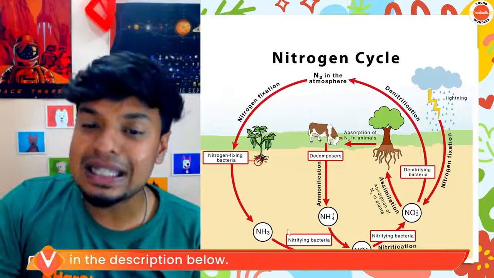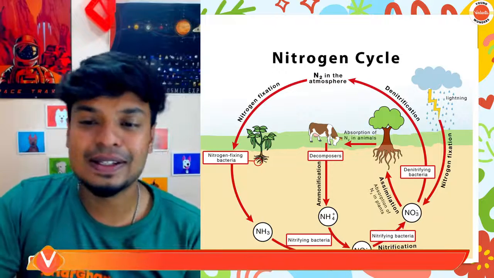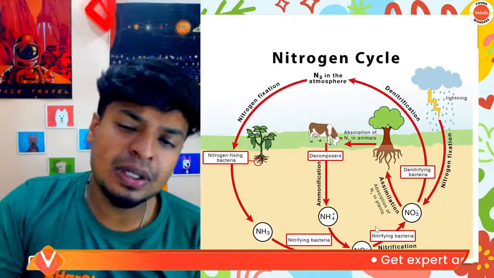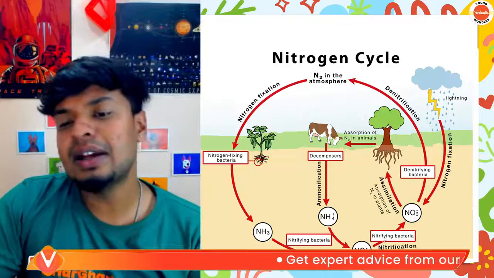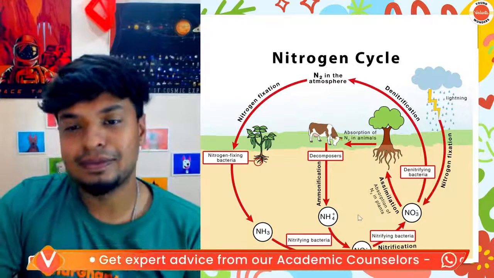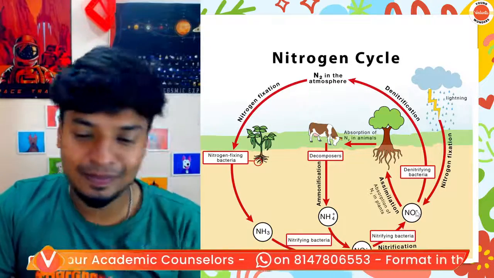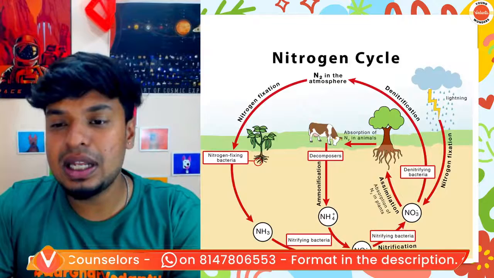Those bacteria convert the ammonia into nitrates. After that, what happens? After that, the nitrates are absorbed by the plants. That is, assimilation takes place. Okay, assimilation takes place here.